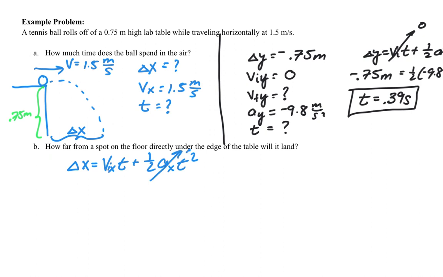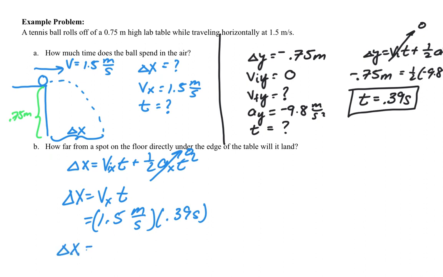We know the acceleration in the x direction is 0, so delta x is just equal to the velocity in the x direction times time. Well, we know the velocity in the x direction is 1.5 meters per second. And we found the time over on the y side, and it has to be the same, 0.39 seconds. So we should be able to see that the change in x, or the distance the ball travels in the horizontal direction, is about 0.59 meters. There we go. That's it.